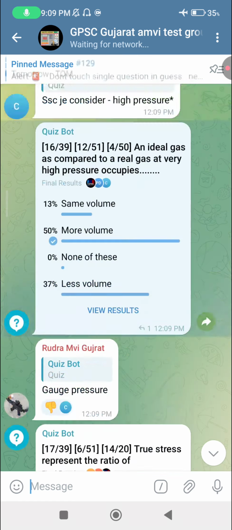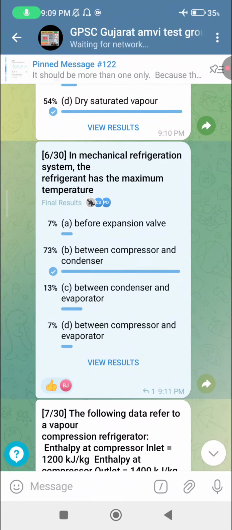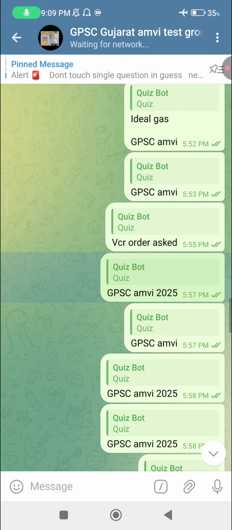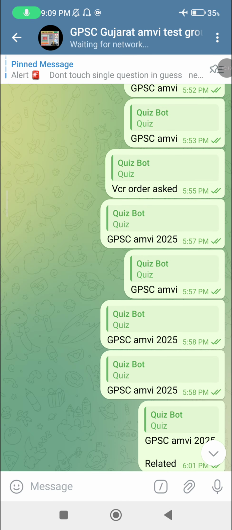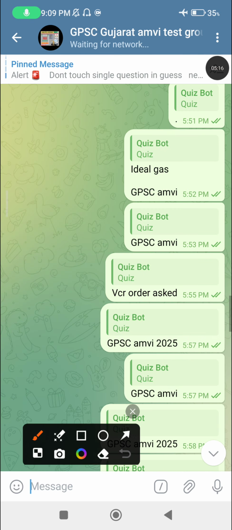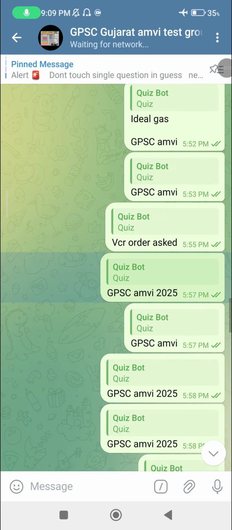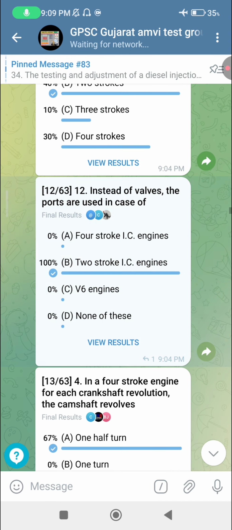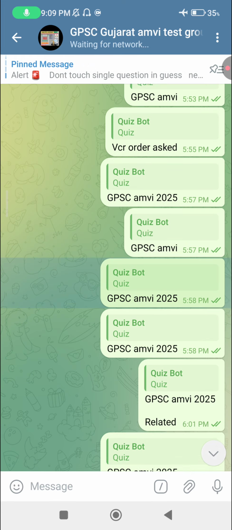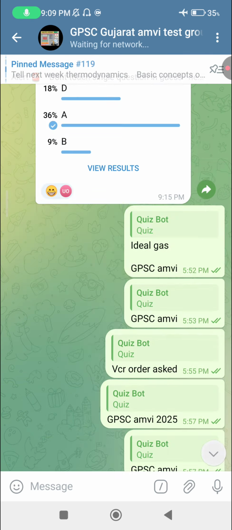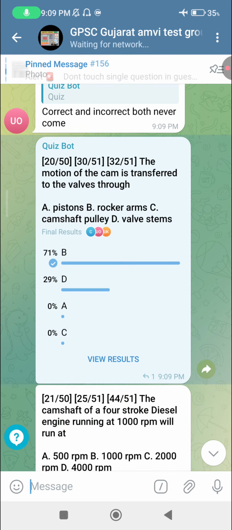Then an ideal gas question was asked. VCR process, VCR order they asked. Then the ratio of brake power to indicated power is nothing but the mechanical efficiency. Then the port used in a 2-stroke SI engine. This question was asked. Then the air fuel ratio of an SI engine is about 10:1, but your question was something different. The ratio has been asked, but 4 values were given.